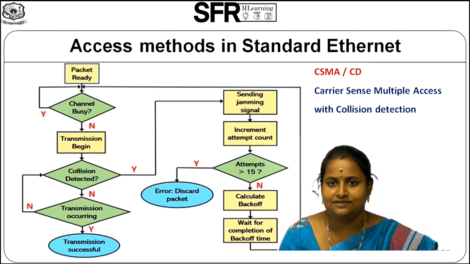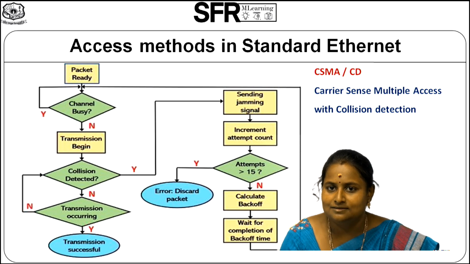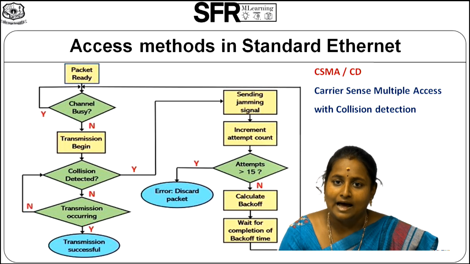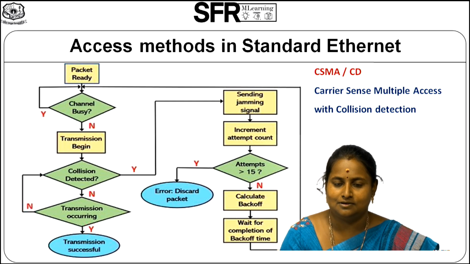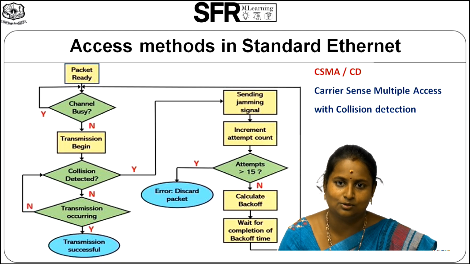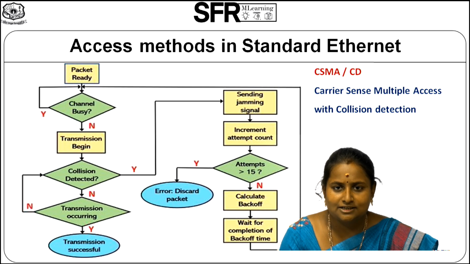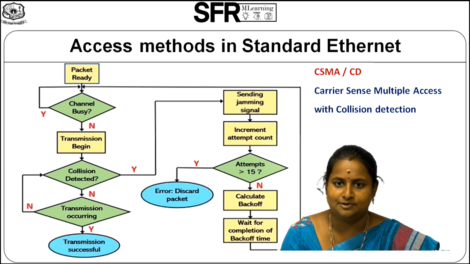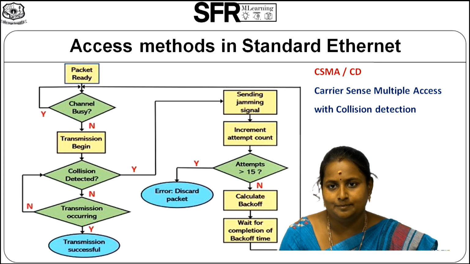Let us see first the left part of the diagram. Whenever our packet is ready, we must check whether the channel is busy. If it is busy, we must wait. Otherwise, we can begin our transmission. After beginning our transmission too, we must check whether a collision occurs or not. First, we check whether a collision is detected. If no collision is detected, the transmission goes on. If a collision is detected, a jamming signal will be sent.